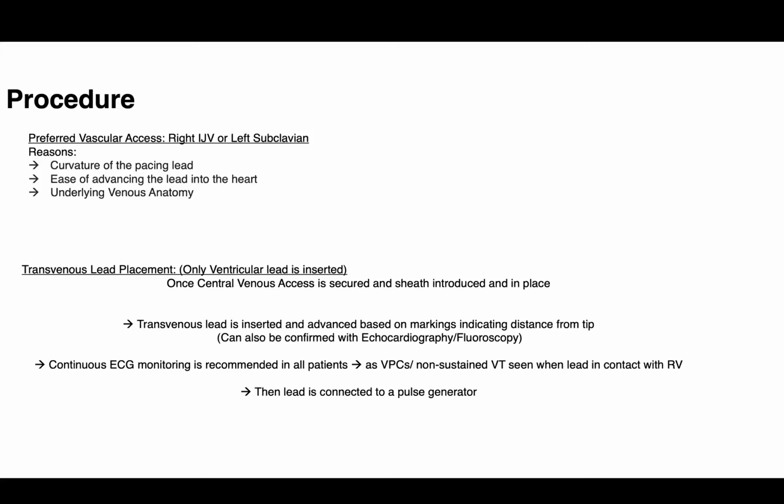Once the central venous access is secured and the sheath is introduced and in place, the transvenous lead is inserted and advanced based on markings indicating the distance from the tip. It can also be confirmed with echo and fluoroscopy. Continuous ECG monitoring is recommended in all patients, as VPCs or non-sustained VTs are seen when the lead is in contact with the RV. Then the lead is connected to a pulse generator.